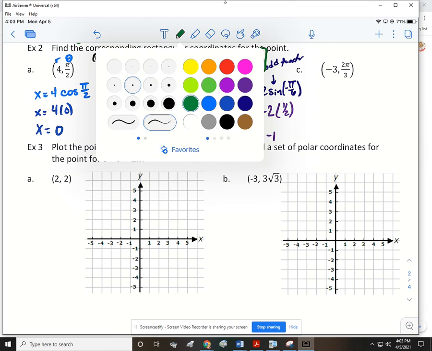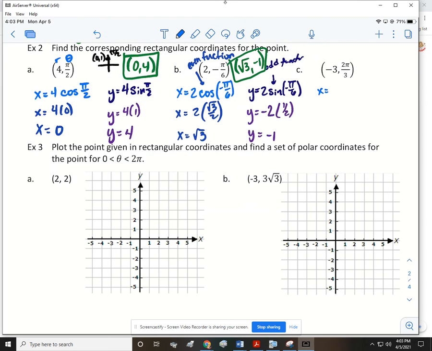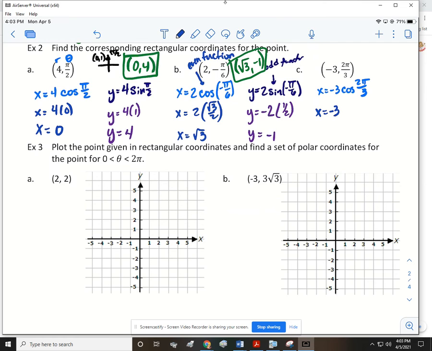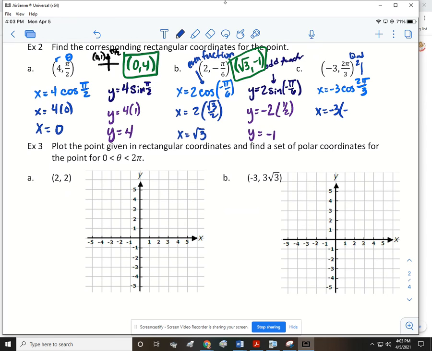Okay, and then one more for C. X is going to be equal to r times the cosine of theta. For 2 pi over 3, we are going to use our pi over 3 finger. 2 pi over 3 is in quadrant 2, and in quadrant 2, cosine is negative. And we'll do the square root of the top over 2. So our x coordinate is going to be 3/2.